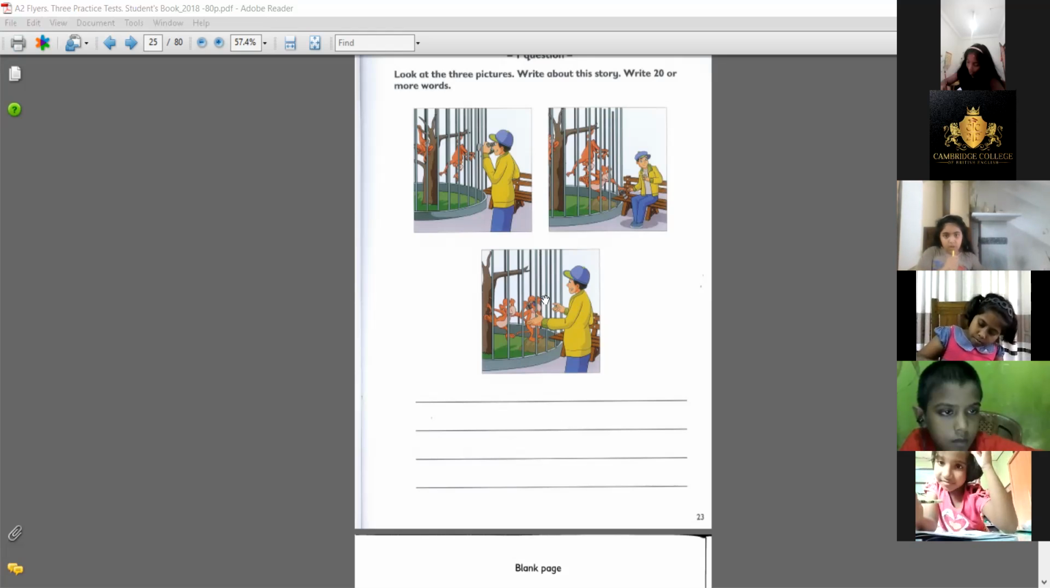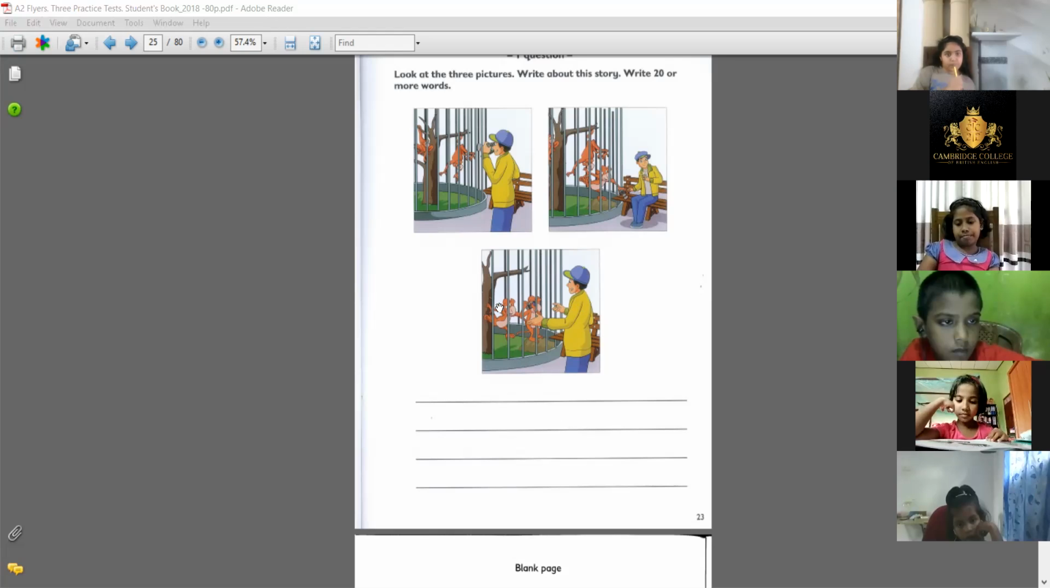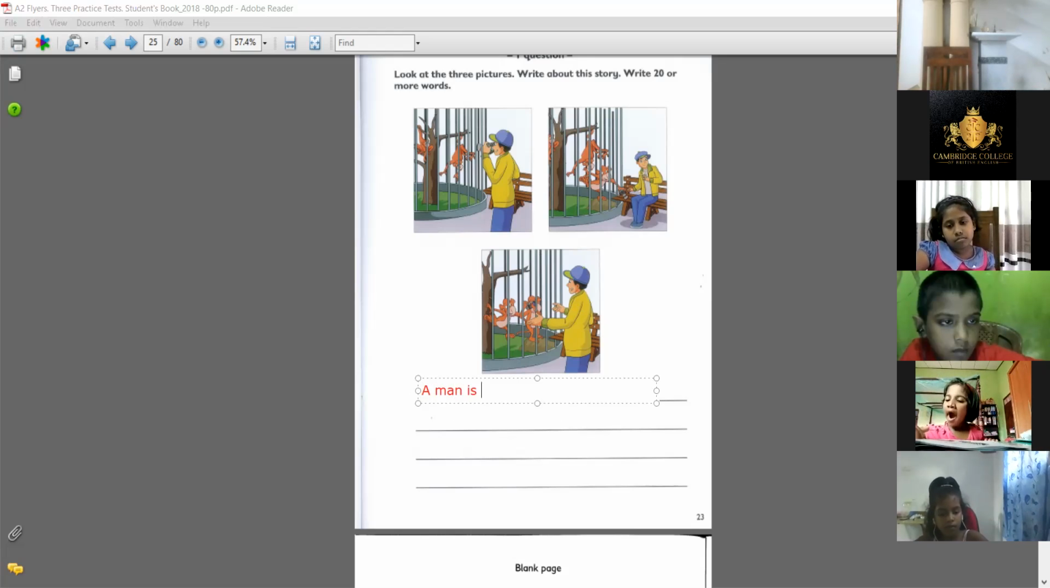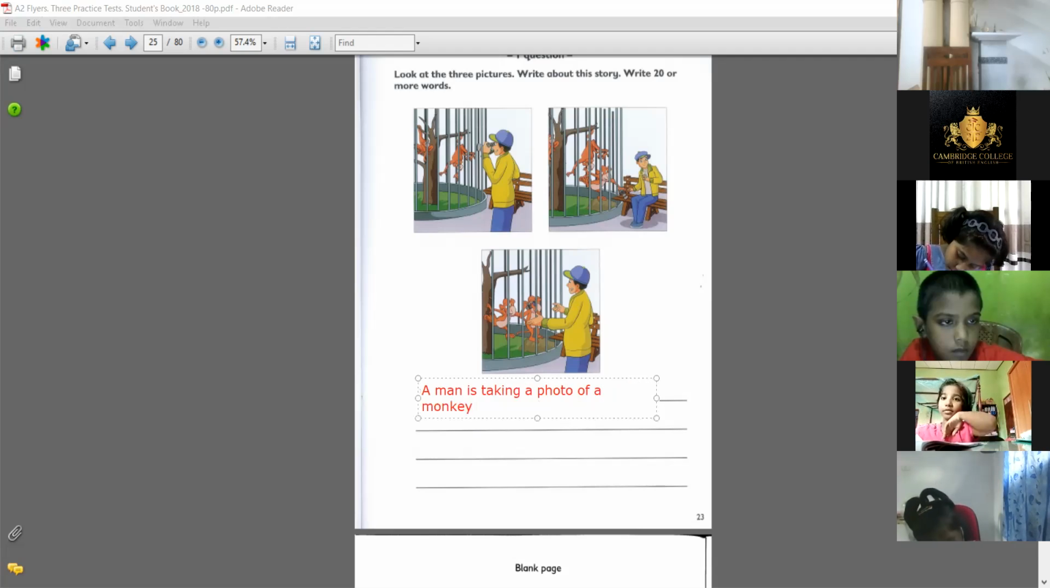What happens in the end? Sorry, not the banana, the monkey takes the camera and takes a photo of the man. This way we can write the story using the present continuous tense. Do you remember? Subject, am, is, are, plus the ing form of the verb. A man is singular, so which do we put? Is. Man is, take with ing becomes taking a photo. A man is taking a photo of a monkey at the zoo. Where is he taking it? At the zoo. A man is taking a photo at the zoo.